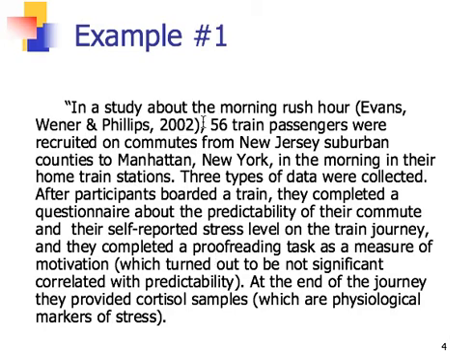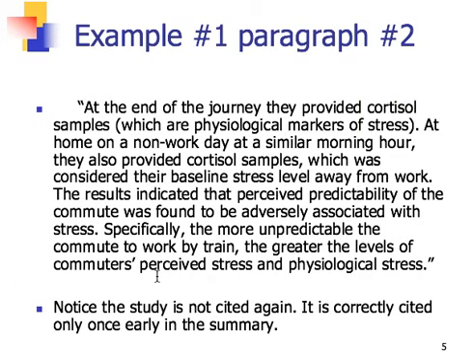You start a little bit about the method if you want, and then get into the results. At the end of the journey, so this is continuing to summarize the article by Evans and his colleagues, they provided cortisol samples, and at home they did something else. And then I talk about the results, which indicated that perceived predictability of a commute was found to be adversely associated with stress. And then I might say the results a little differently. Specifically, the more unpredictable the commute by train, the greater the levels of commuters' perceived stress and physiological stress. So you see how a summary of an article is done with the two paragraphs and then the one citation.